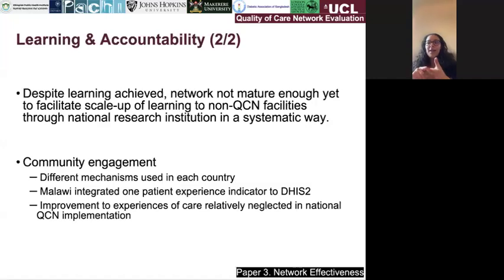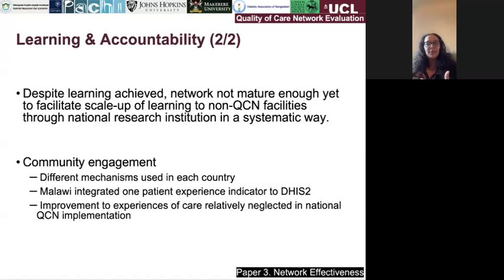Despite the learning achieved in countries across different platforms, the network was not mature enough in any country to facilitate the scale-up of the learning to non-QCN facilities through a national institution in a systematic way. This was due to a combination of factors, including lack of funding, an over-reliance on implementing partners, and delays due to the COVID-19 pandemic.